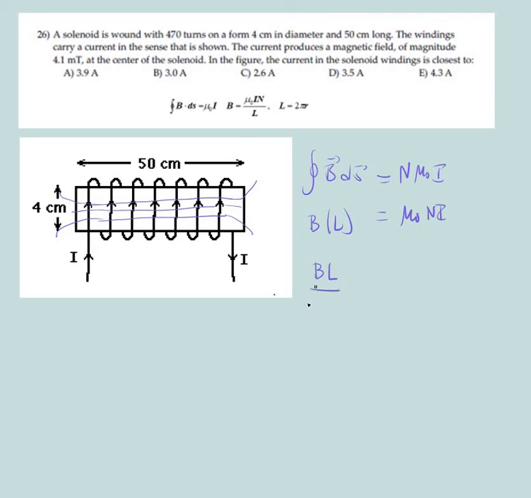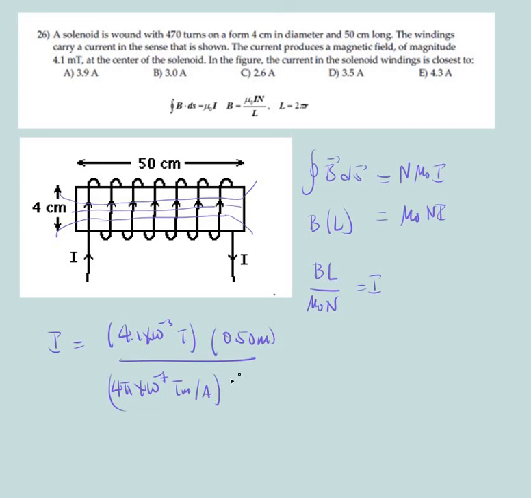Now solving for the current, we will have I equals B L divided by mu naught n. Now we substitute everything we know. Magnetic field is 4.1 times 10 to the minus 3 teslas. The length is 50 centimeters or 0.5 meter. The constant mu naught is 4 pi times 10 to the minus 7 tesla meter per ampere. And the number of turns is 470. If you do this, the answer is going to be 3.47 amperes, which actually is closer to 3.5.